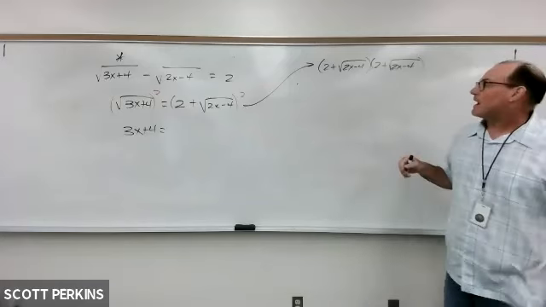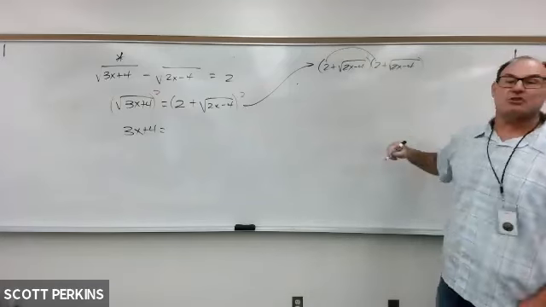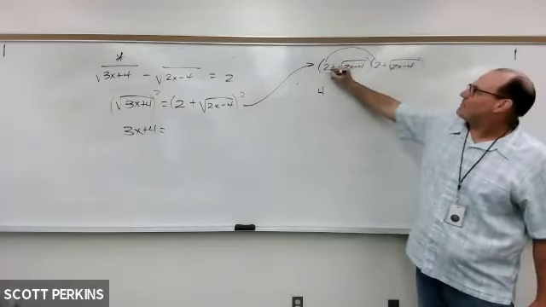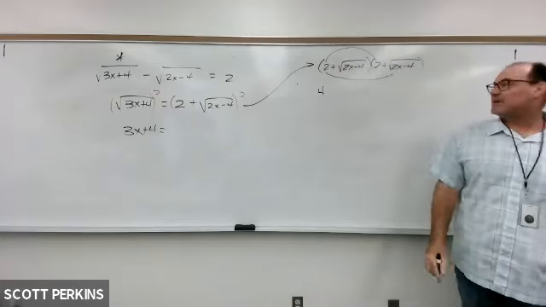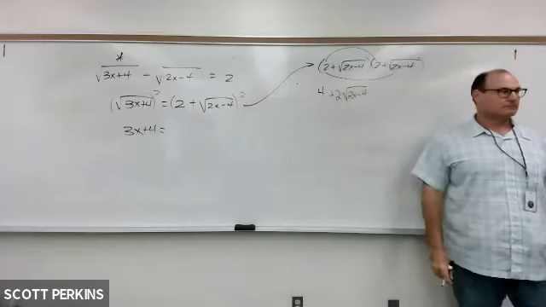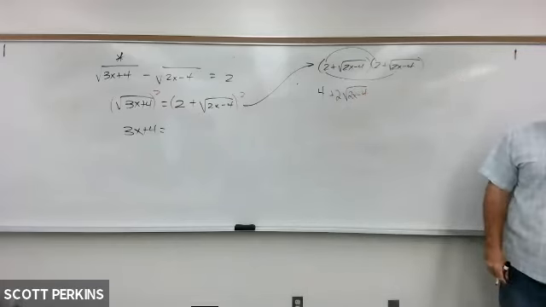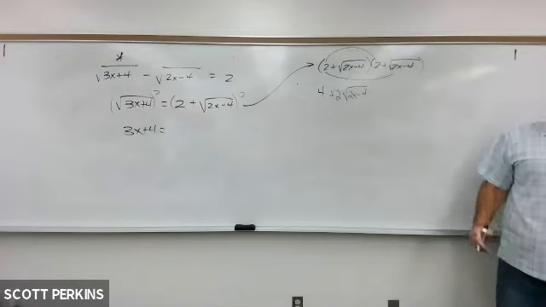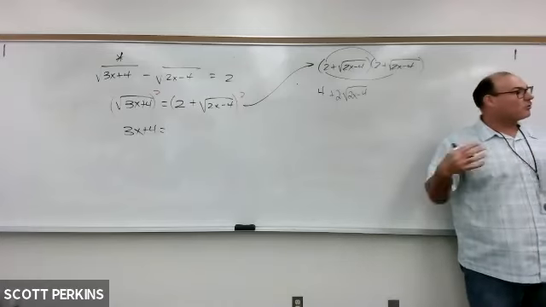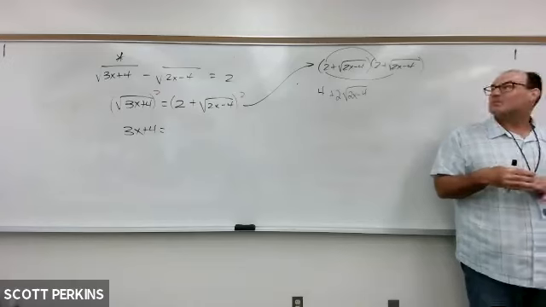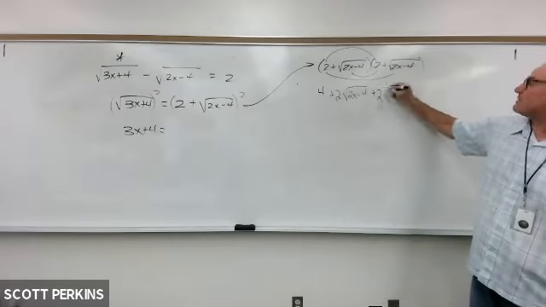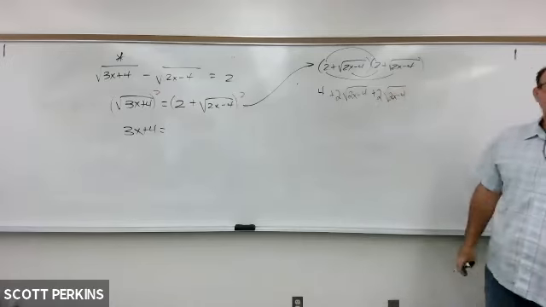So here goes, I'm going to do my first, 2 times 2 is 4. My outers, I've got 2 times the square root of 2x minus 4, so that is 2 times the square root of 2x minus 4. Everybody see that? Remember when you're multiplying radicals, you multiply the stuff outside the radical by other stuff outside, you multiply the stuff under by other stuff under, you don't cross over the radical. My inners, the square root of 2x minus 4 times 2 is another 2 times the square root of 2x minus 4.